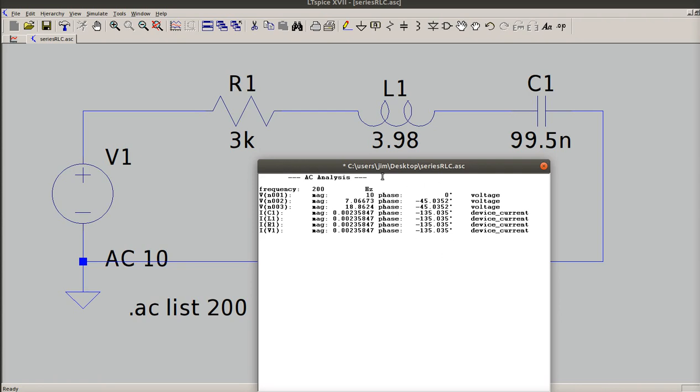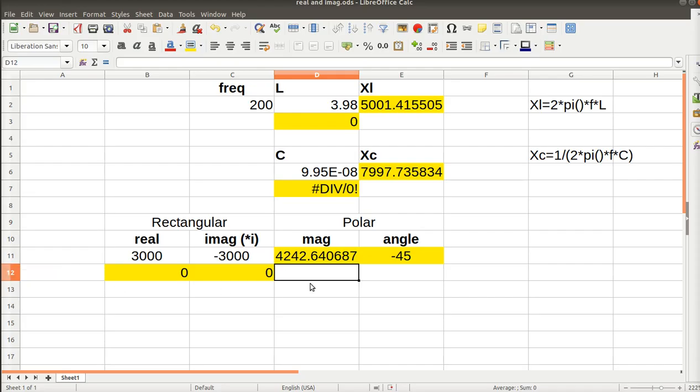Everything in SPICE comes out in polar. Magnitude, phase. Phase is angle. And then if you do it in Scilab, it comes out in rectangular. So it's very important to be able to convert. And you now have a tool.